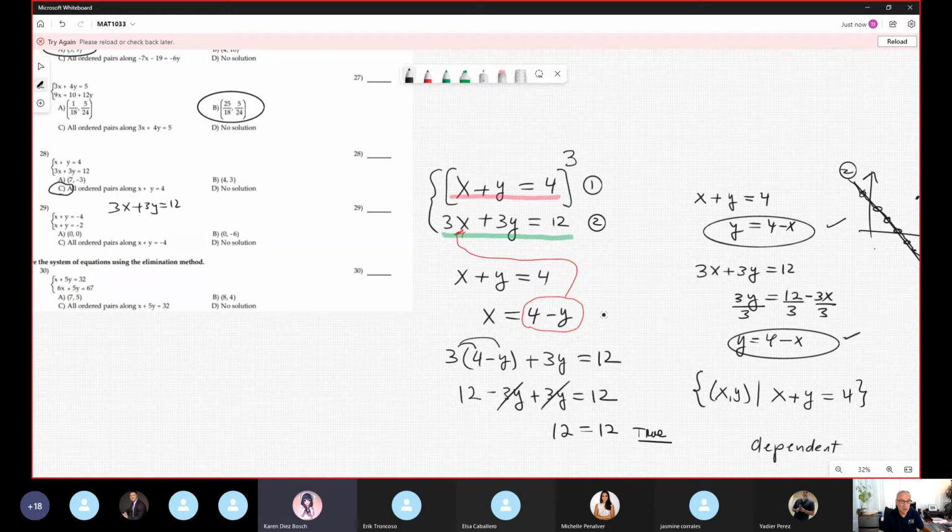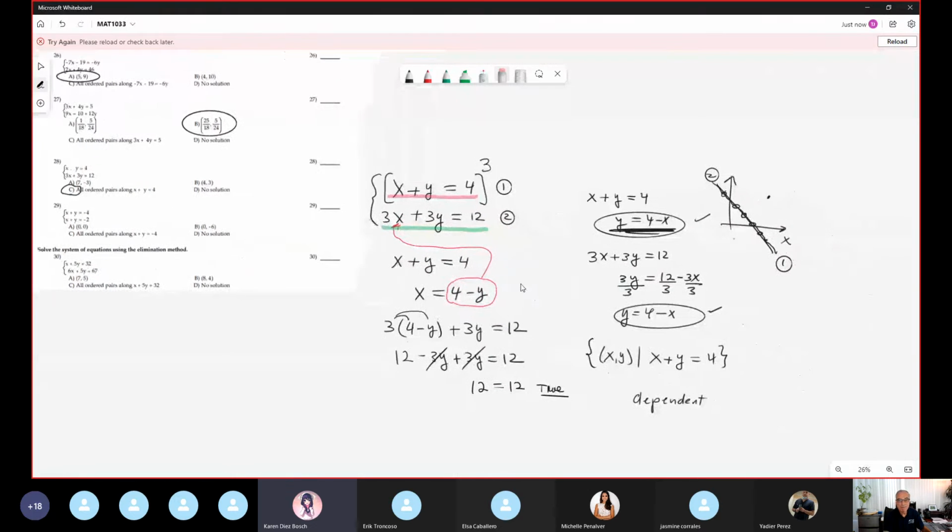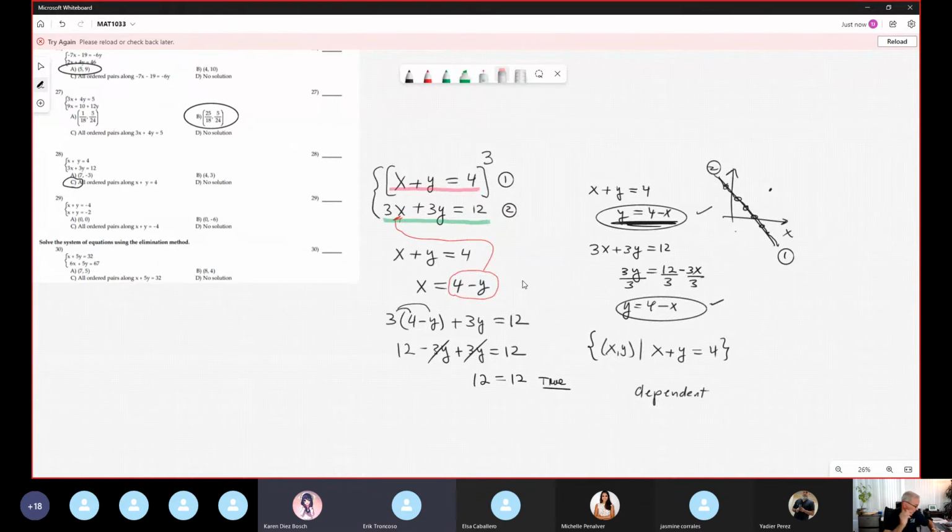Or all ordered pairs such that y is equal to 4 minus x, like this. It's the same, okay? But the important thing is that it's infinitely many solutions. Okay, clear? Oh no. Okay.